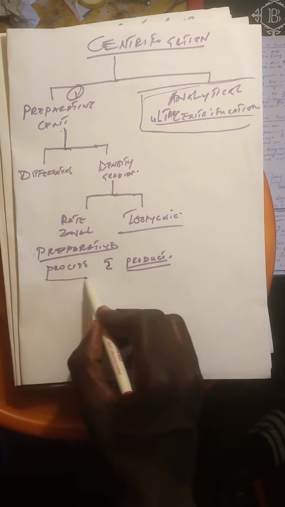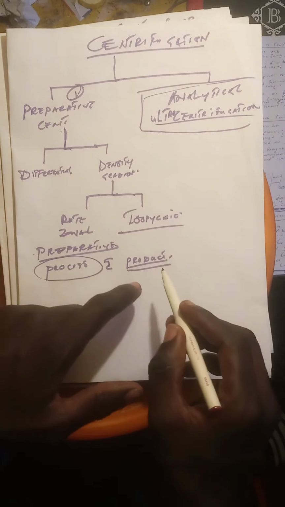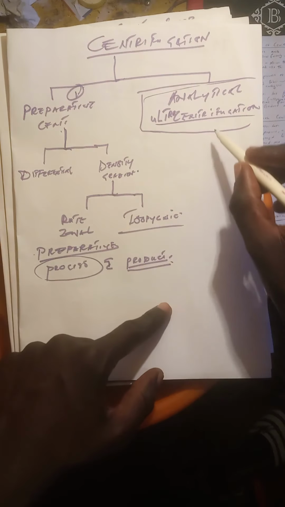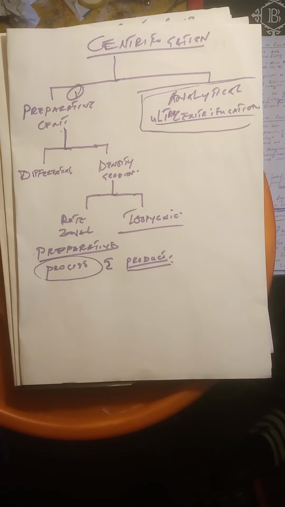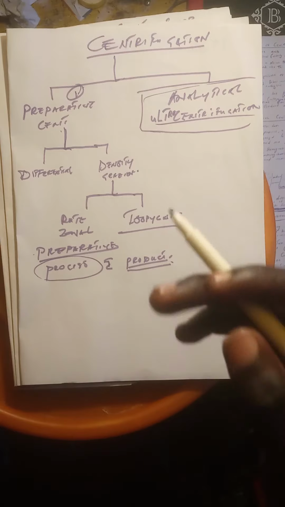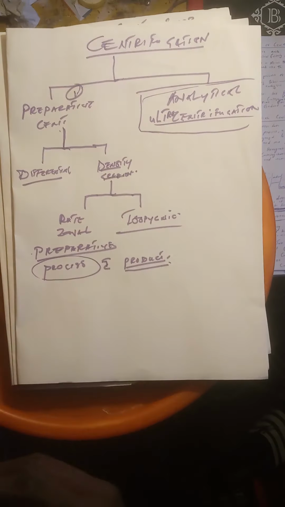Why? Because we're observing the process that is taking place, but again, after we get a product, we can subject it for further analysis. That's why it's called preparative centrifugation. So in preparative centrifugation, there are two types, namely differential and density gradient.